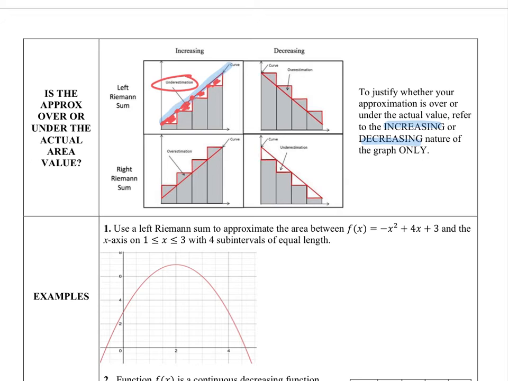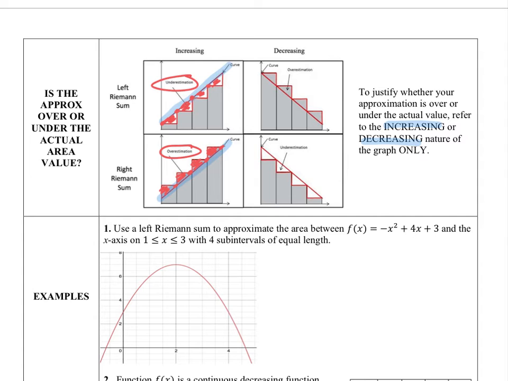But when I do a right Riemann sum on that same increasing graph, and again, a right Riemann sum means the right corner of each of these individual rectangles is sitting on that blue graph, you can see that I'm including areas that are not underneath the graph. Therefore, this is going to be an overestimation.